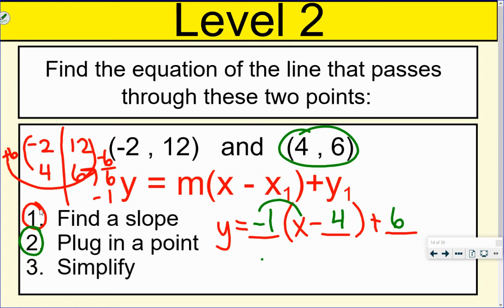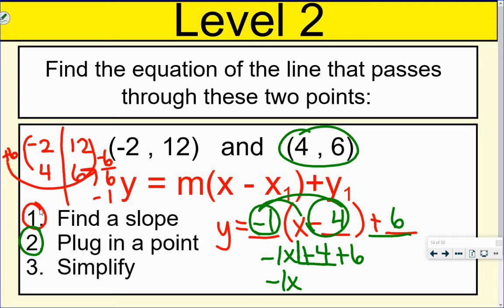-1 times x is -1x. -1 times, this is the tricky part, this is the -1 times a -4, which is a +4. And then I have plus 6. Okay, there's nothing to combine with my -1x, but I can combine these right here. So +4 plus 6 is going to be plus 10. So my final answer is y equals negative 1x plus 10.